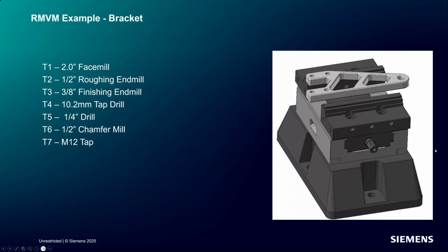So we're going to run a face mill across the top. We've got a couple of end mills that we'll rough and finish the profile with. We've got a 12 millimeter tapped hole on one side and four 1/4-inch through holes on the other. So we'll start implementing different tool life management strategies on this part.